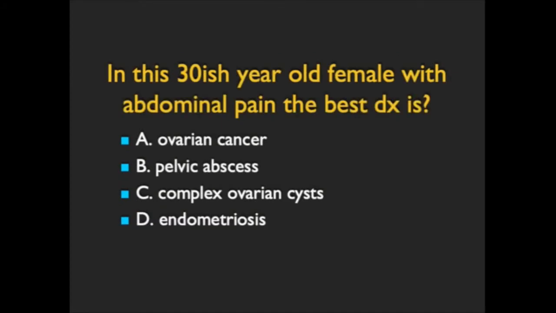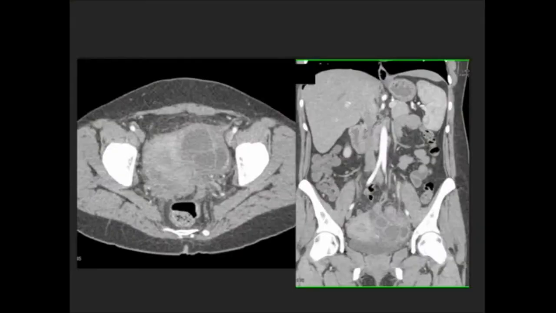This 30-ish-year female had abdominal pain. What's the best diagnosis? Now, if you just look at the lesion, it's a complex cystic lesion with stranding. Now, if you said PID, I guess I could not argue with you. This could be PID, multiple septated, involving the region of the left ovary. That's a possibility. If you said ovarian cancer, I guess you could think about an ovarian mass.